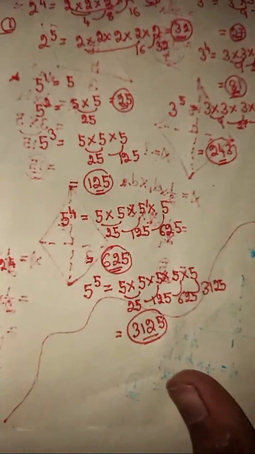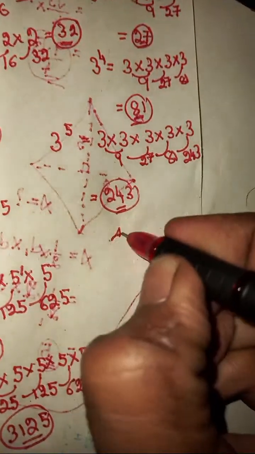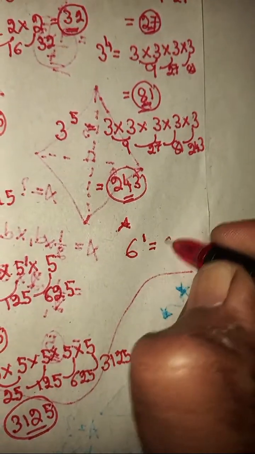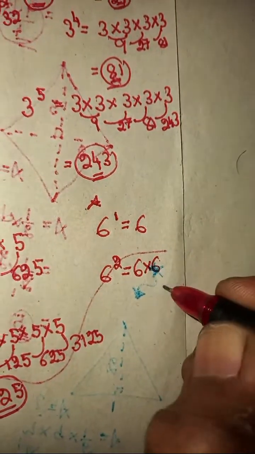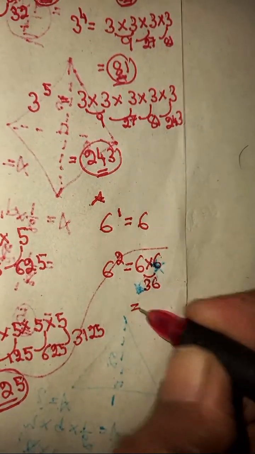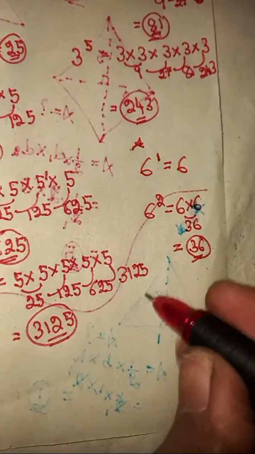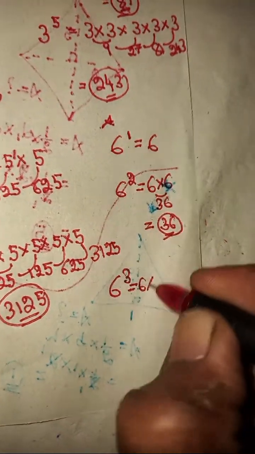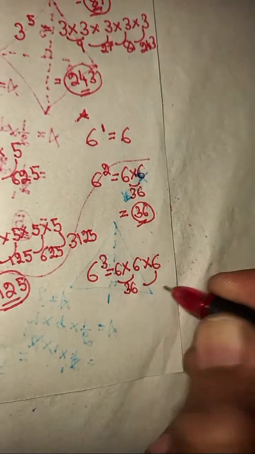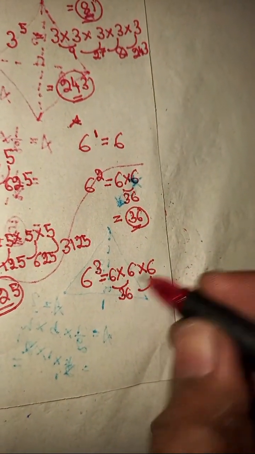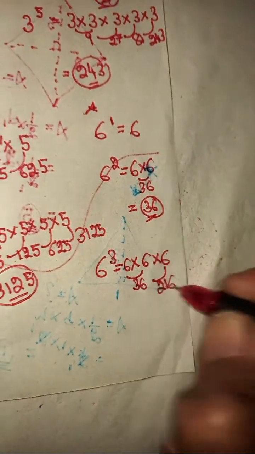Let's take another number. Here you can take it as 6. Next, 6 to the power of 1 is equal to 6. 6 squared is 6 times 6, which is 36. And 6 cubed is 6 times 6 times 6. 6 times 6 is 36, and 36 times 6 is 180 plus 36, which is 216.